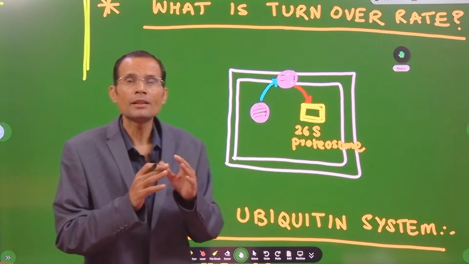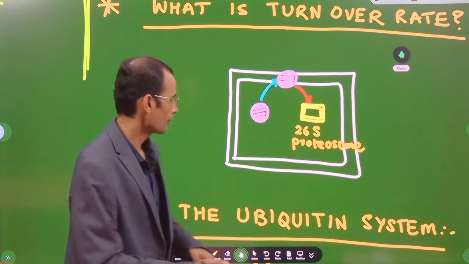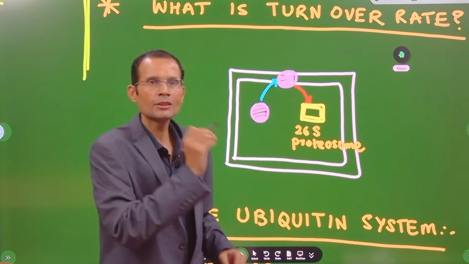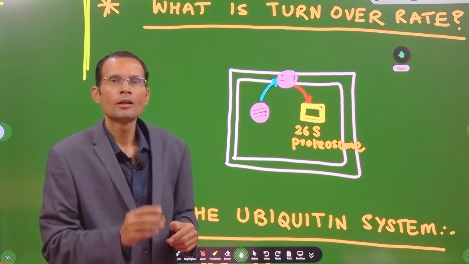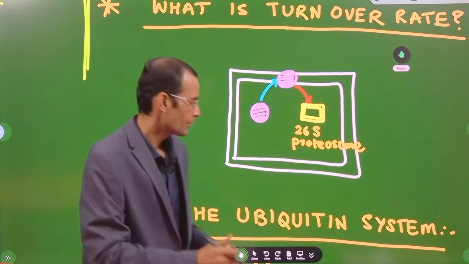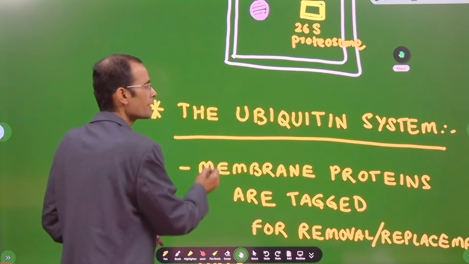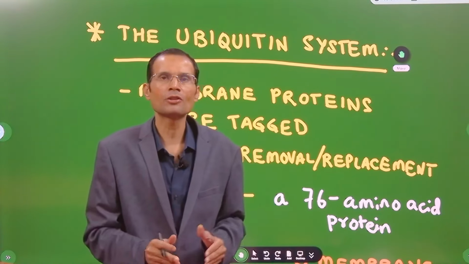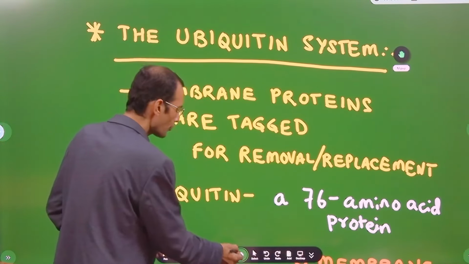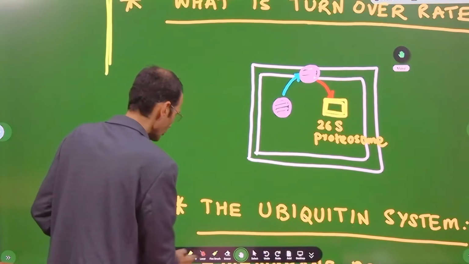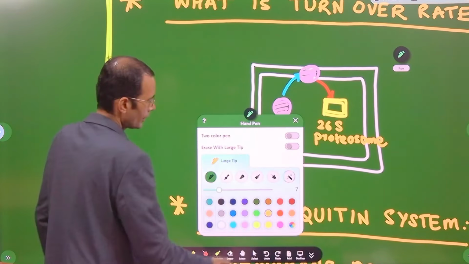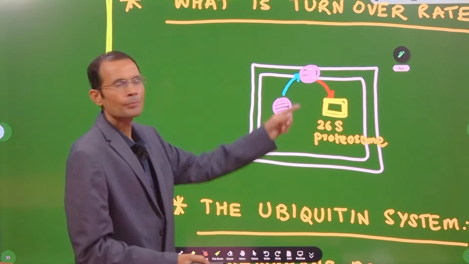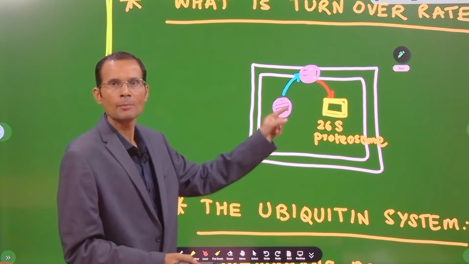Before they could be removed and degraded, they are first tagged that this protein is to be removed. So membrane proteins are tagged for removal or replacement by this particular system called the ubiquitin system. That's the first important point to be recognized. Let's say here is a transport protein in a cell membrane.